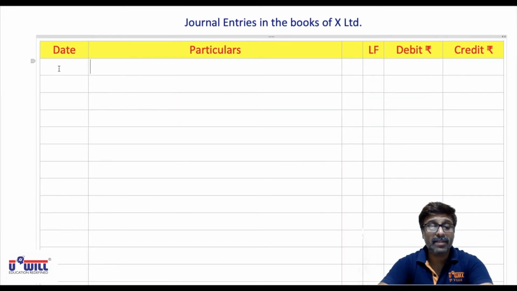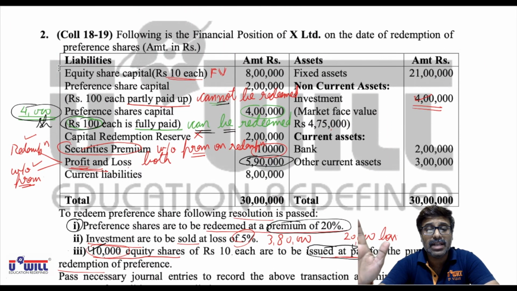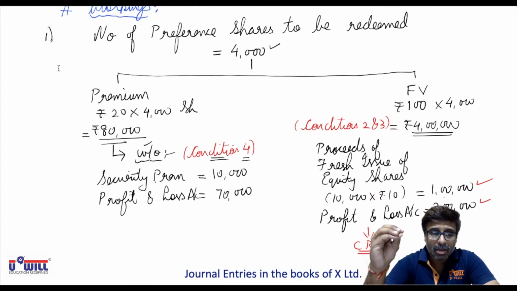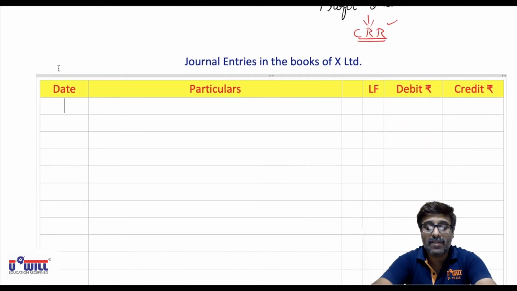I hope you all would have done with the formats. Now we have to pass the journal entries in the order only. 6 entries I have made you write. Those 6 entries will come in the order only and these workings will come in the beginning of every question. With these workings also you'll become completely confident once we solve 2-3 questions. Okay. So those 6 entries will always be in the same order.